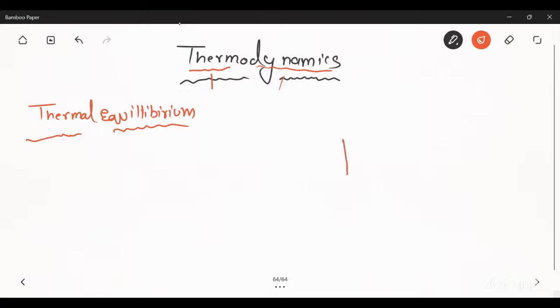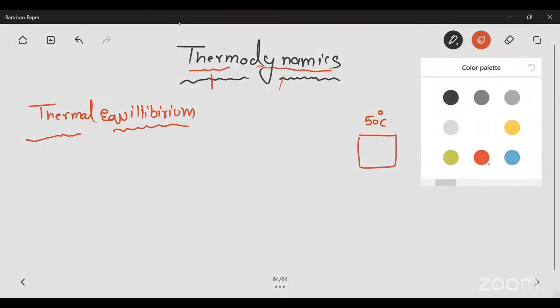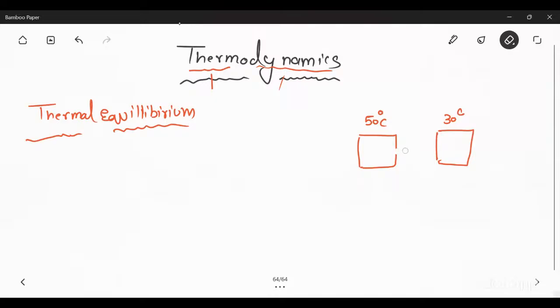Suppose these are two bodies at different temperatures. One is at 50 degrees Celsius, and the second is at 30 degrees Celsius. If they are connected to each other through a small pipe, then what will happen? Heat flows from 50 degrees Celsius to 30 degrees Celsius, because heat flows only due to temperature difference. That's why heat flows from the higher temperature body to the lower temperature body.